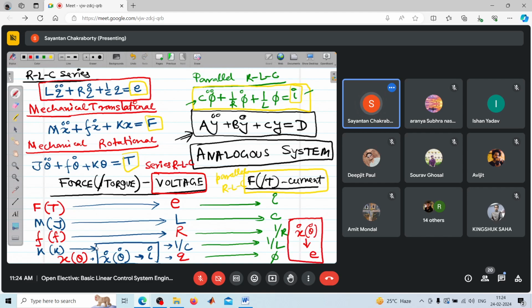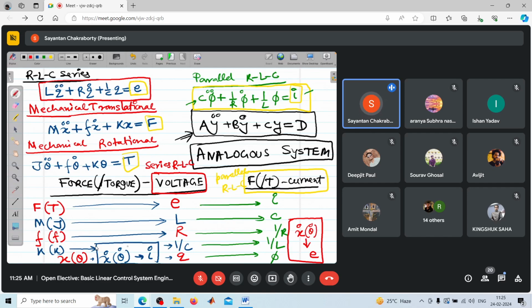So in this way, you can represent a mechanical system as a series RLC circuit, where the applied voltage represents the force or the torque, the inductance of the circuit represents the mass or inertia, the resistance represents the viscous friction coefficient, the capacitance, or the inverse of the capacitance, represents the spring constant, the charge stored in the capacitor represents the displacement, and the current in the circuit represents the velocity or the rotational velocity.